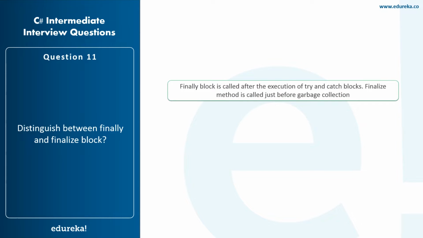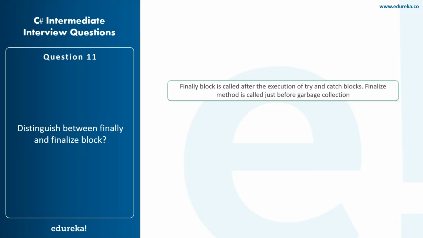When I talk about a finally block, the finally block is called after the execution of try and catch blocks. It is used for exception handling. This block of code gets executed regardless, so it is not dependent on the exception handling. Generally, this block of code is cleaner compared to a finalize block.